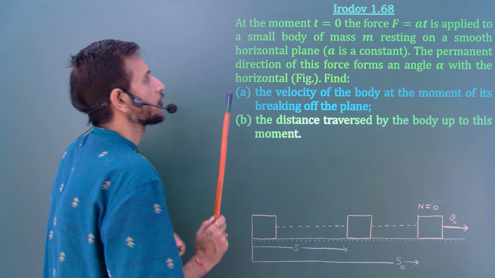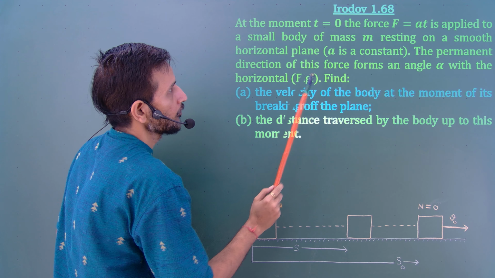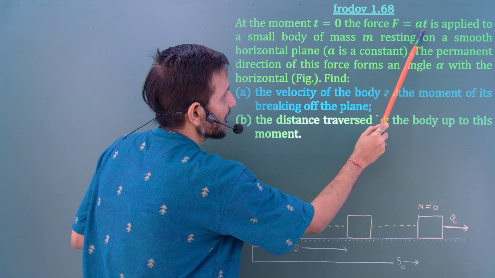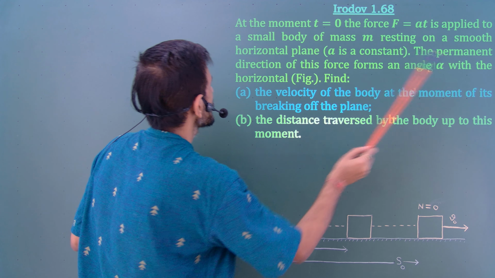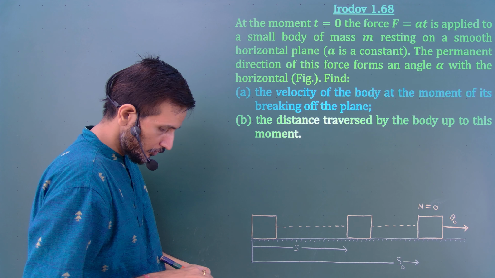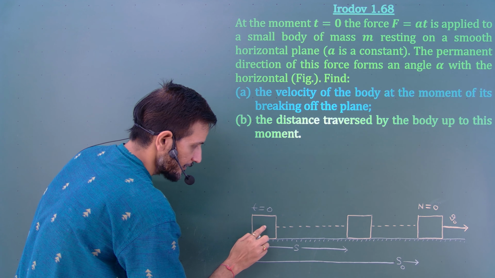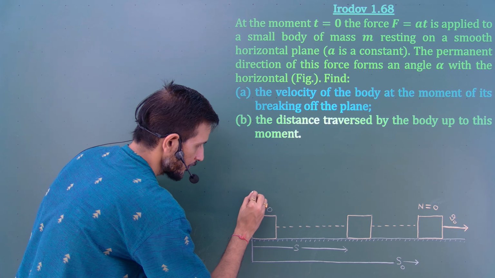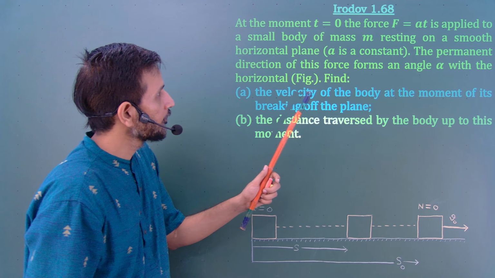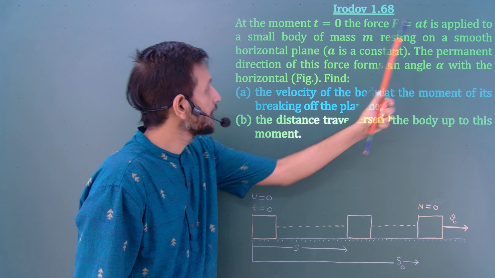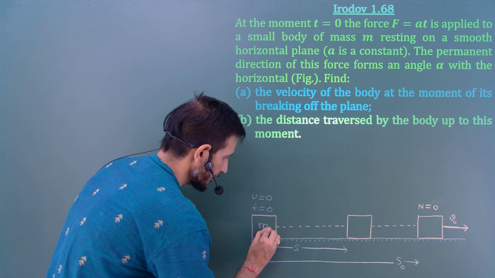Let us solve this Irodov problem number 1.68. At the moment t equal to 0, the force F equal to At is applied to a small body of mass m resting on a smooth horizontal plane. So what is the question? At t equal to 0, a body is resting on a smooth horizontal plane, so u equal to 0. A force of magnitude A into t is applied on this block having mass m.